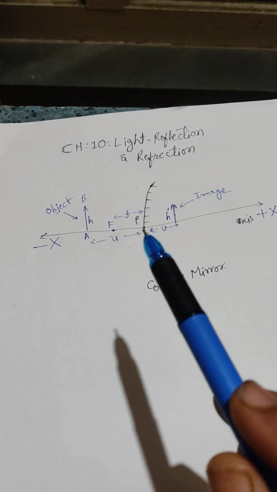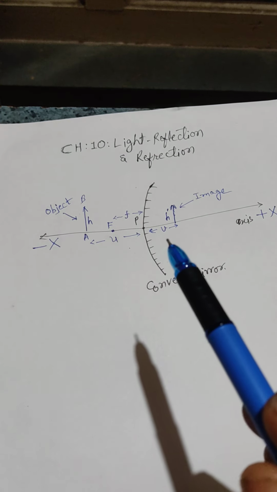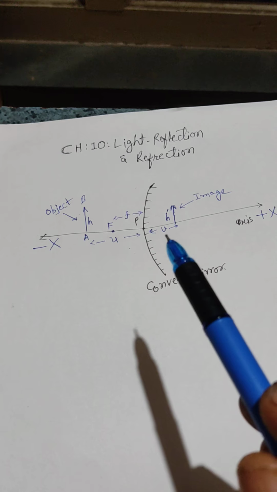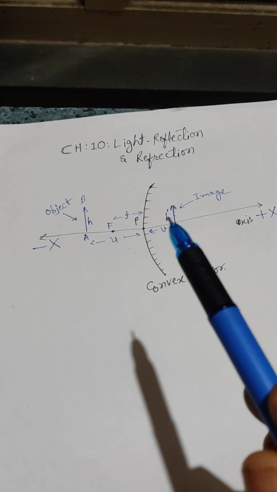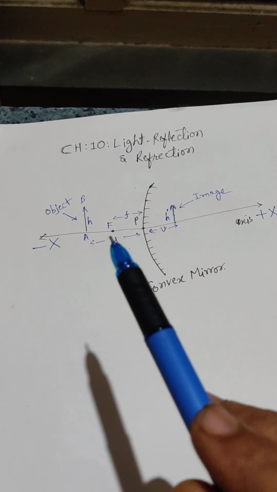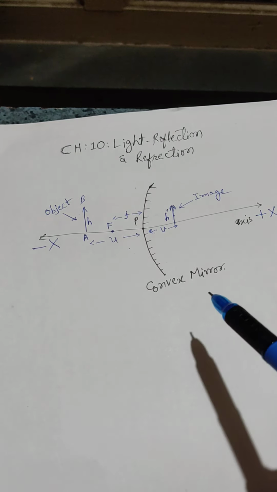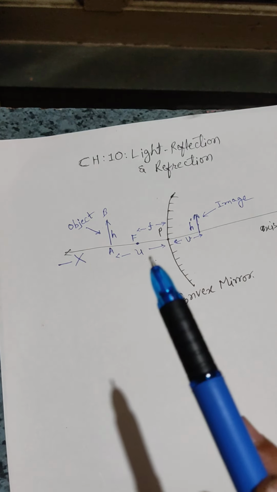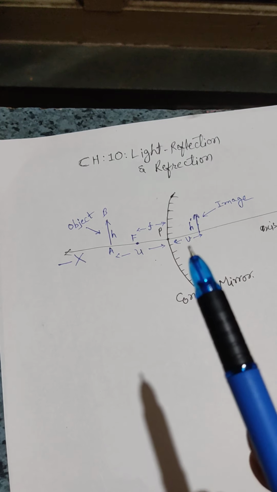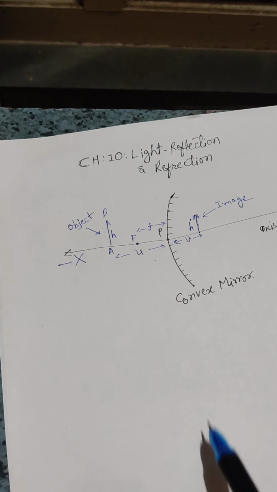If image is along positive x-axis, then image distance v is taken positive. But if image is formed towards the object side, then in that case image distance is also negative. The formula relating object distance, image distance and focal length is known as mirror formula.